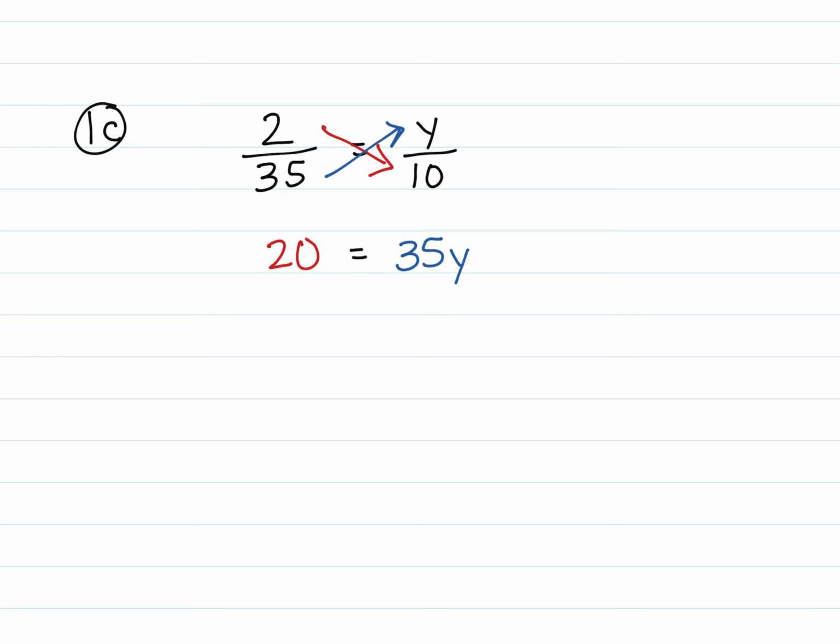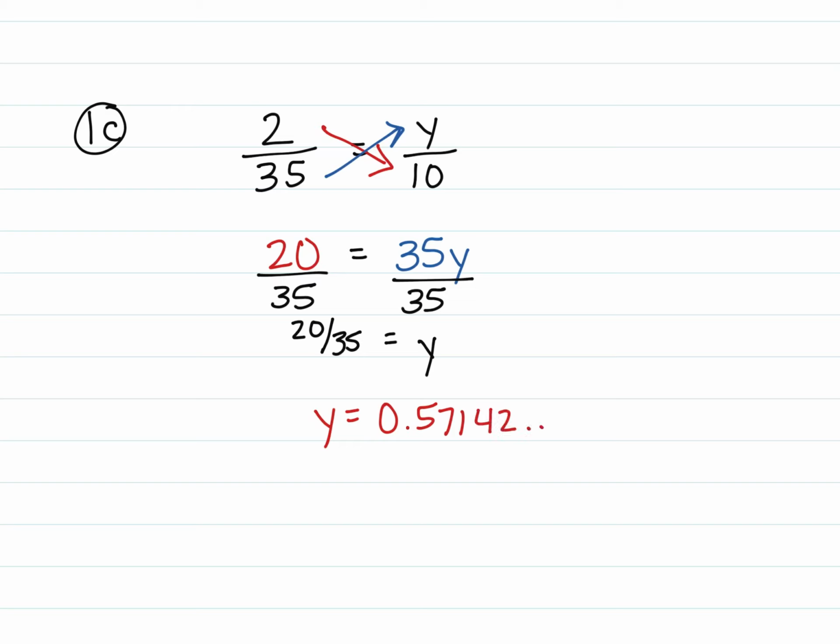Now we can divide. Divide both sides by 35, and we end up with y equals 20 over 35. This is equal to about 0.57142, but it asks us to round to the hundredths place, so we want 2 decimal spaces. The 1 tells us to leave it. If it was a 5 or bigger, we would round up. So our value is approximately 0.57 miles in 10 minutes.